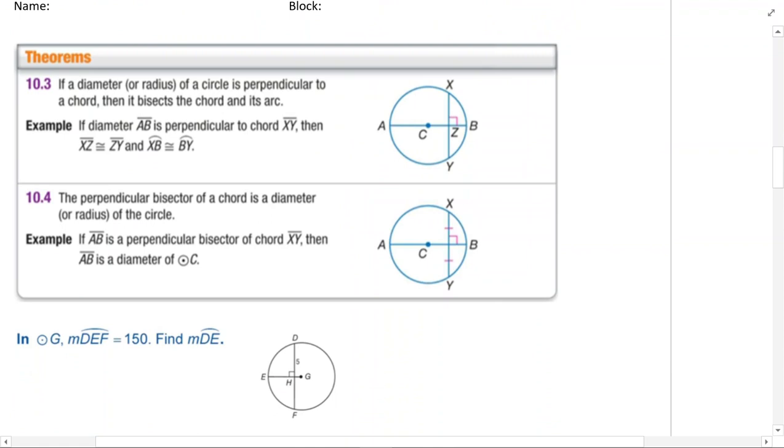Next, we are learning that if a diameter or a radius is perpendicular to a chord, then it bisects the chord, which means it cuts the chord in half, and it bisects the arc. If we know that that happens, the perpendicular bisector of a chord is a diameter. We know that if it's perpendicular and it bisects it.